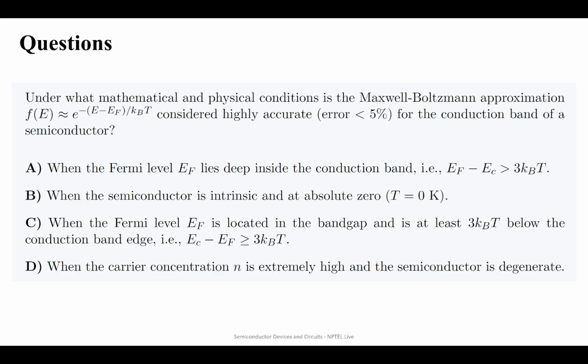Under what mathematical and physical conditions is the Maxwell-Boltzmann approximation f of E approximately e to the power minus (E minus EF) by kT considered highly accurate, error less than 5%, for the conduction band of a semiconductor?